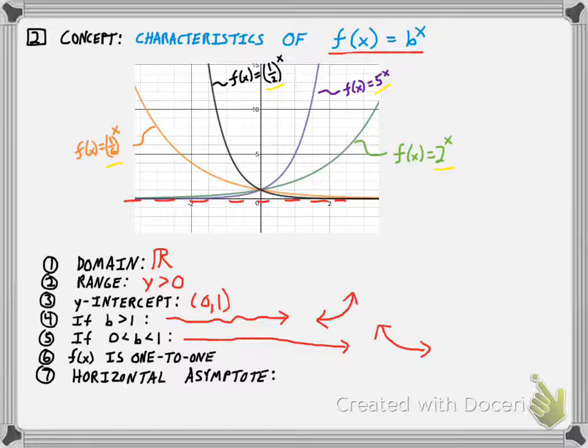We want to remember the term one-to-one. All basic exponential functions are one-to-one, which means they pass a horizontal line test. And then finally, this dotted line here that the graph gets closer and closer to is y equals 0. And all basic exponential functions have y equals 0. Okay, take a minute, jot down these characteristics of y equals b to the x. They're important ones to remember when dealing with basic exponential functions.